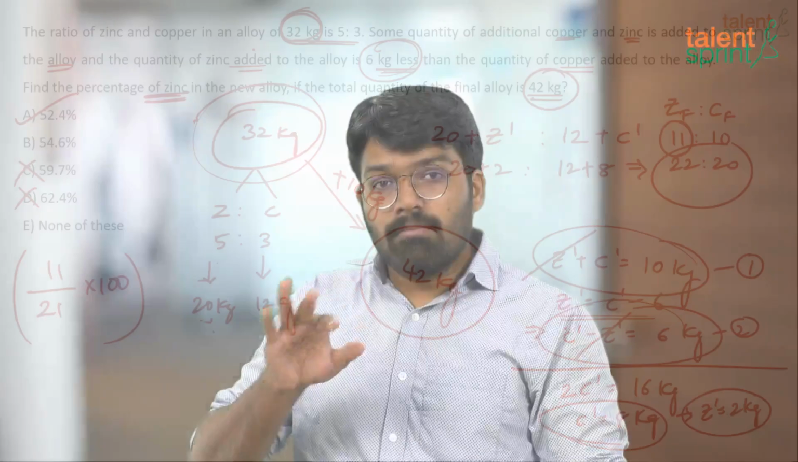Okay, before I go to the next question, I want to explain this whole idea of solving two equations without actually writing those two equations. What did we know here? We know that the new zinc and new copper total quantity is 10 kgs, and zinc is 6 kgs less than copper. How would you solve it without writing on paper? Simple.